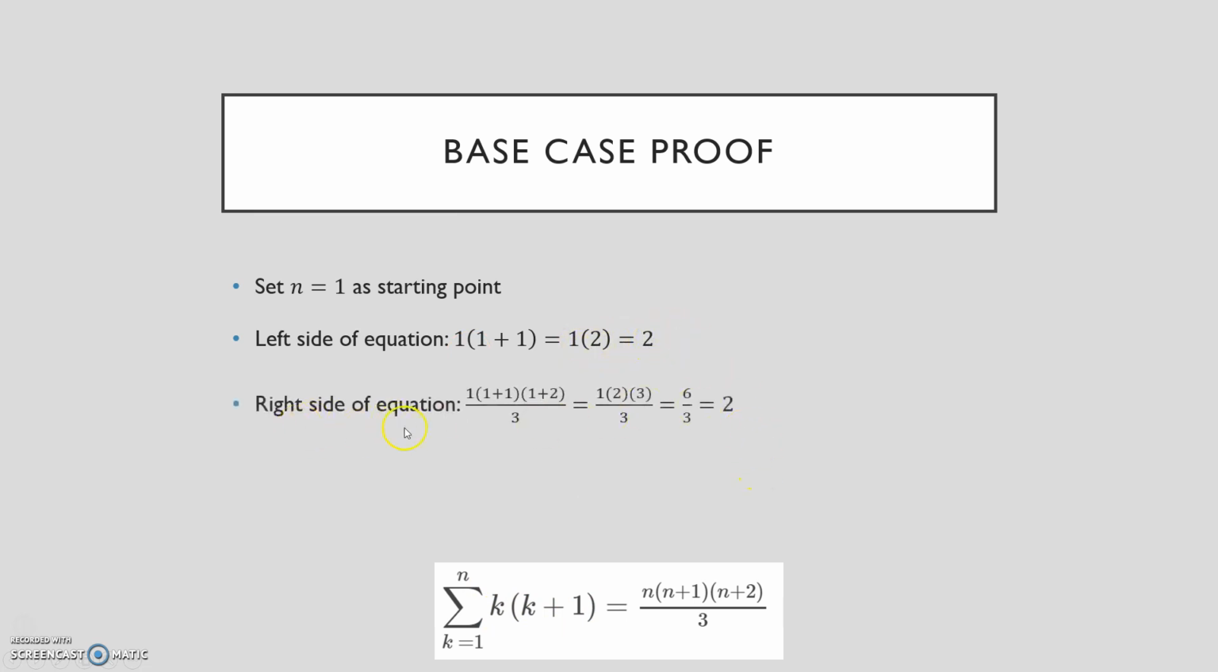If you check the right side of the equation and you plug in a 1, it's 1 times 1 plus 1, which is 2, times 1 plus 2, which is a 3. The numerator is 3 times 2, which is a 6, and then when you divide that by 3, you get 2. So now does the left side equal the right side? Yes, it does. So this proves that the base case works.